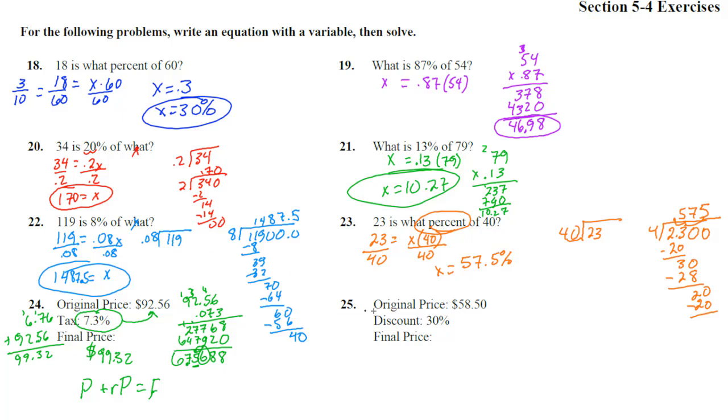Okay, the final one, number 25. The original price is $58.50. We're going to take 30% of that original price. So 58.5 times 0.30.